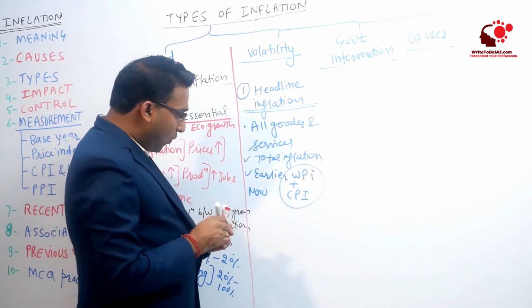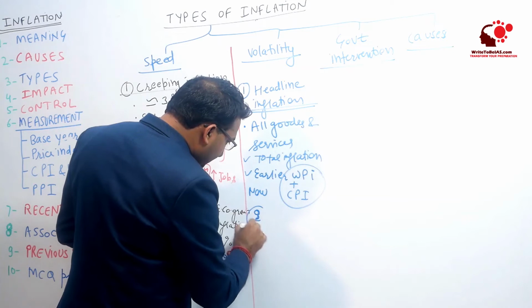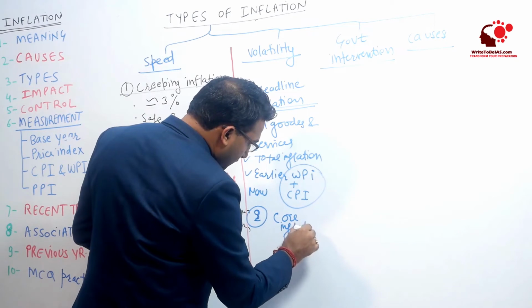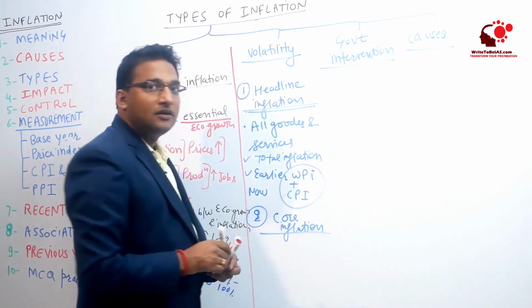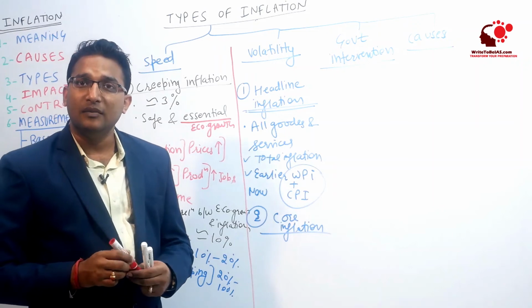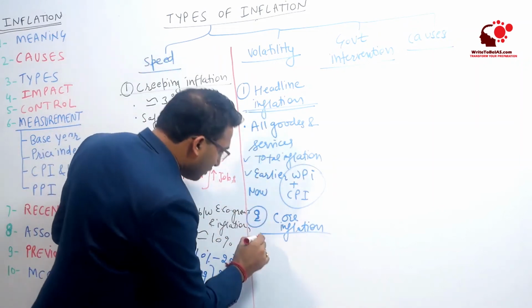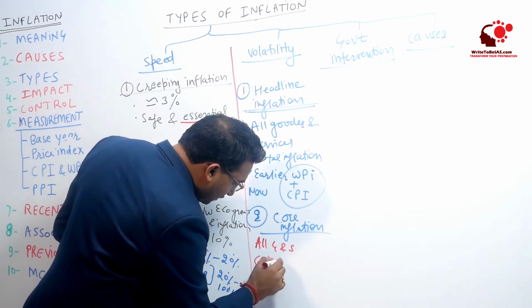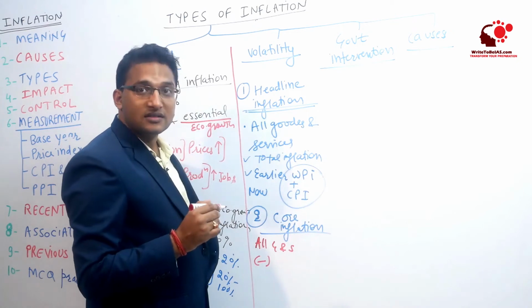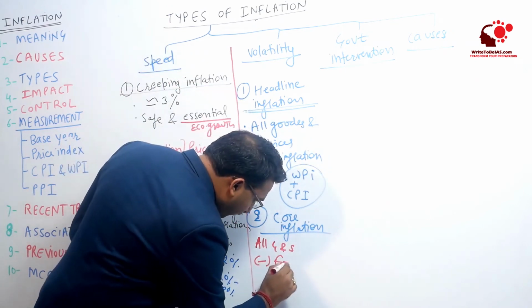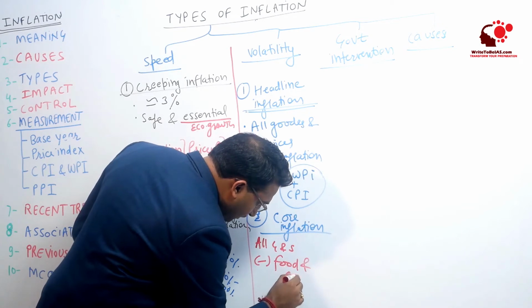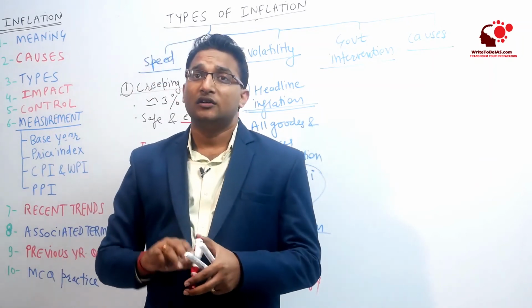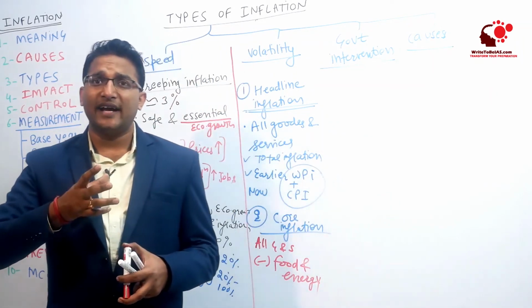Now what is the second category? The second category is the core inflation, right? So core inflation basically means that we will consider all goods and services excluding the volatile goods and services, and that includes the food items and the energy items. And why are we excluding the food and energy items? Because the food and energy items are very volatile in nature.